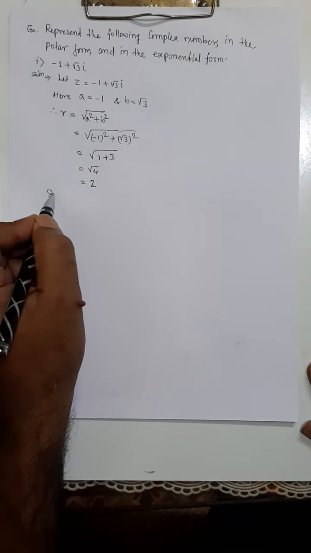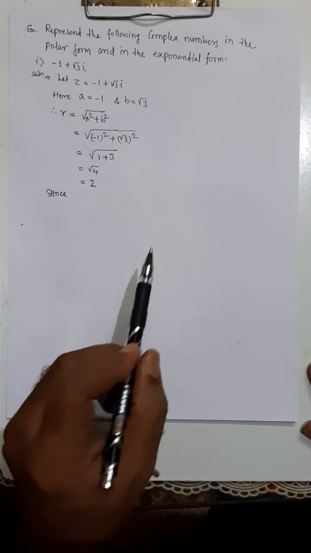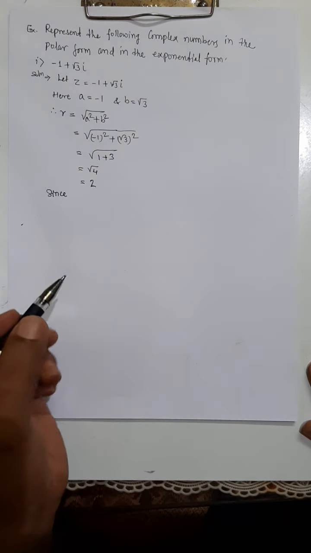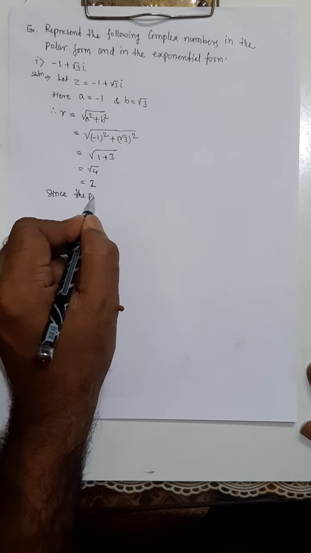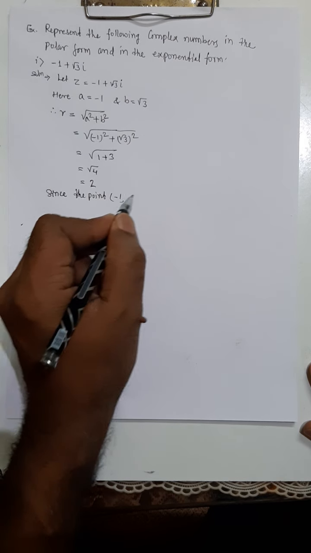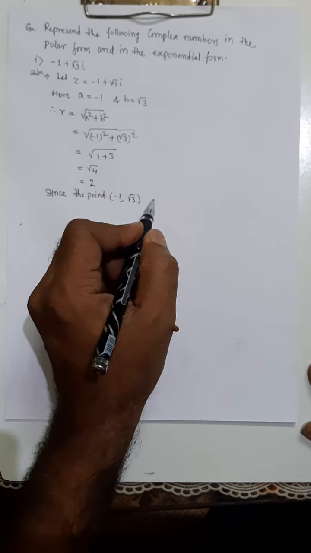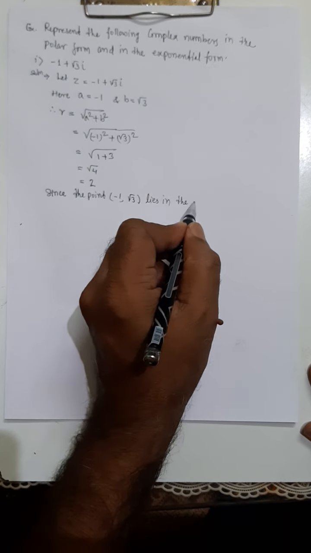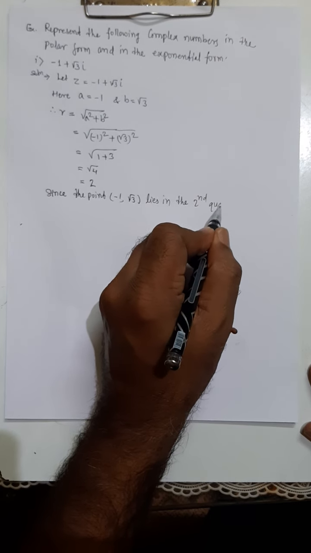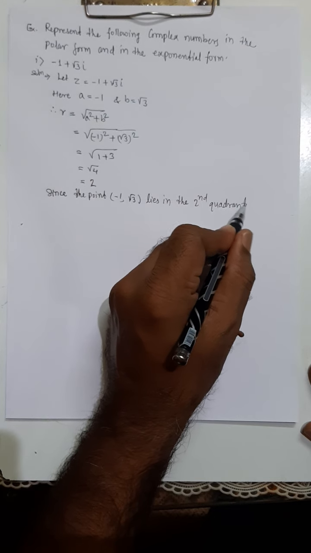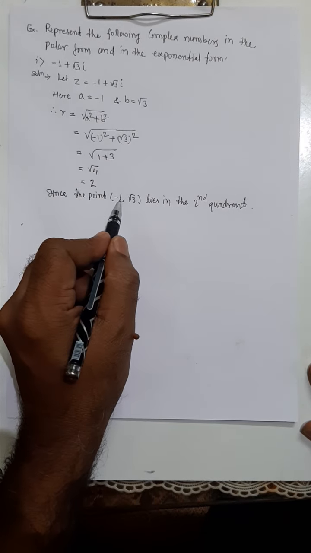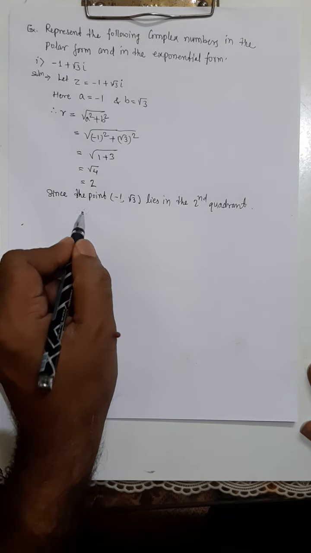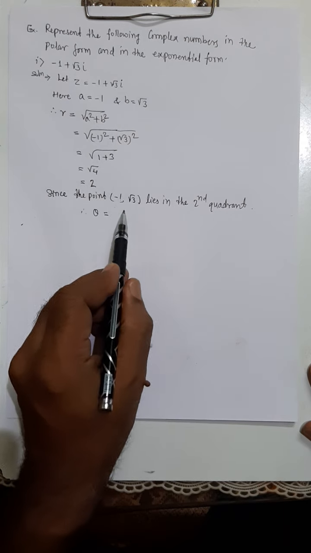We can determine the point for the given complex number -1 plus root 3i. So the point is (-1, root 3). So point (-1, root 3) lies in the second quadrant. Right? X coordinate negative and y coordinate positive. That means the point lies in the second quadrant, and therefore we can find theta. So this point is in the second quadrant.